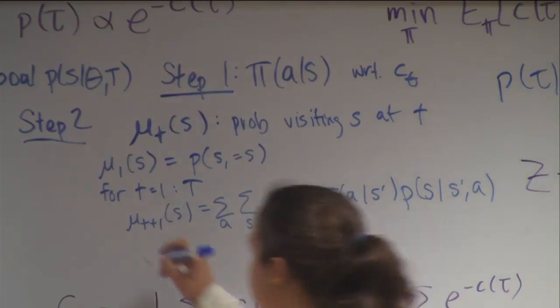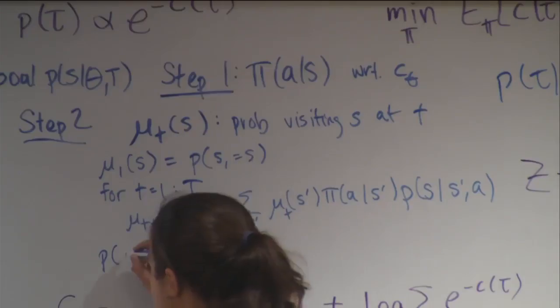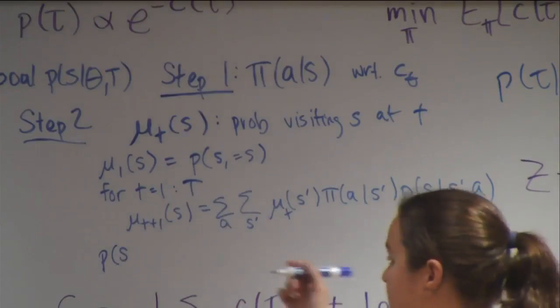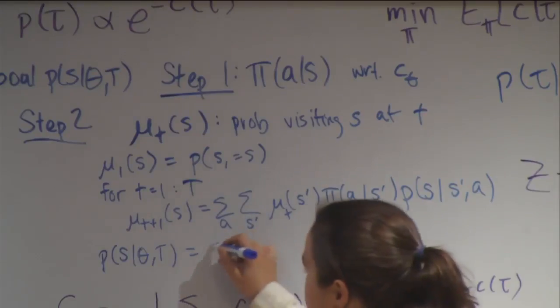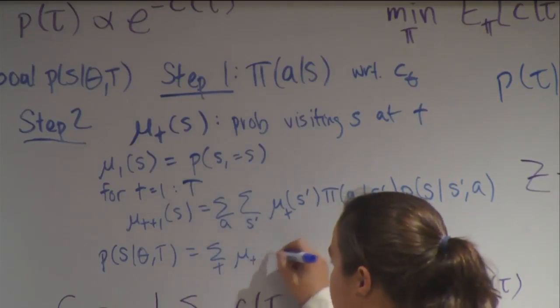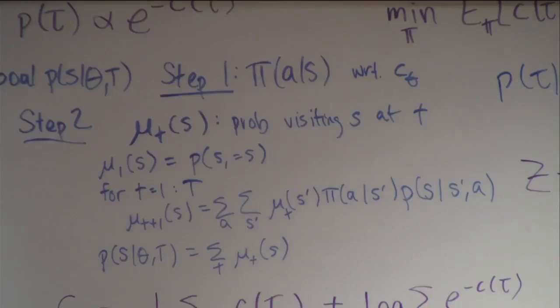And then to get the probability of a state given theta is just going to be equal to a sum over all t of mu t of s. Any questions on this?